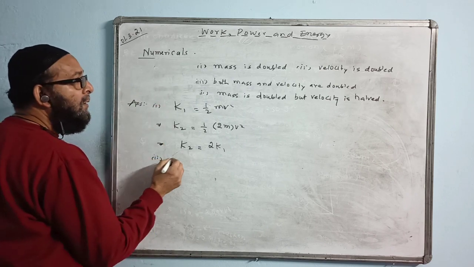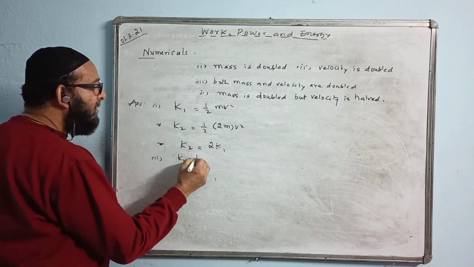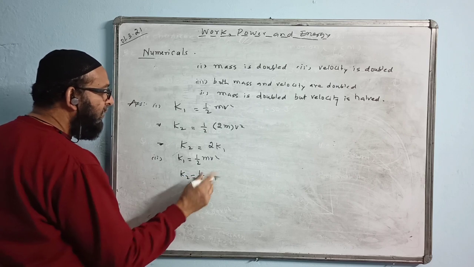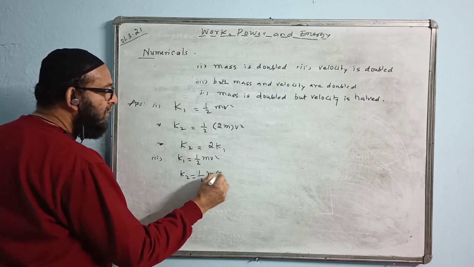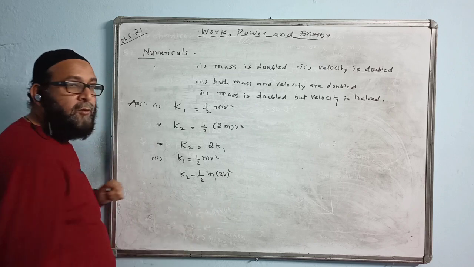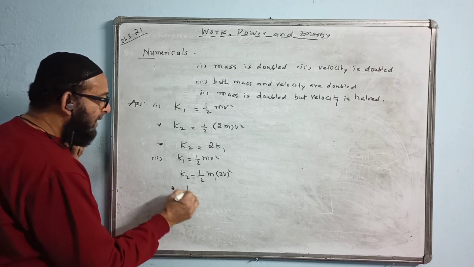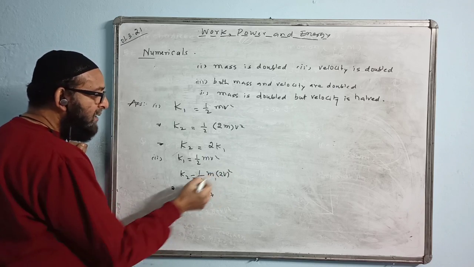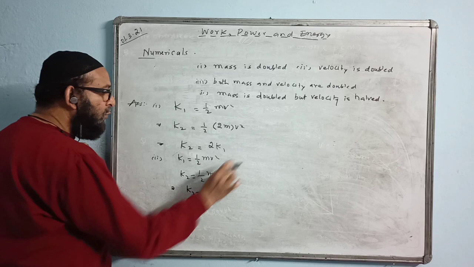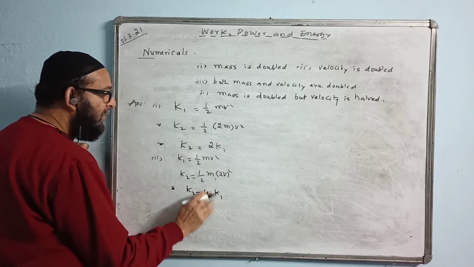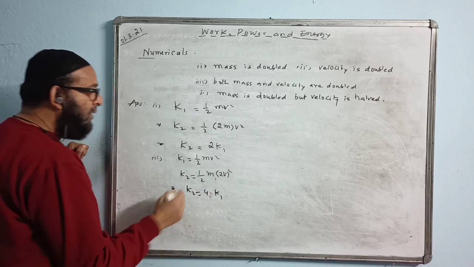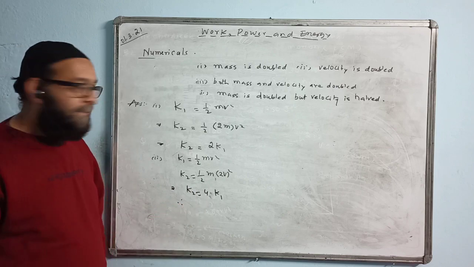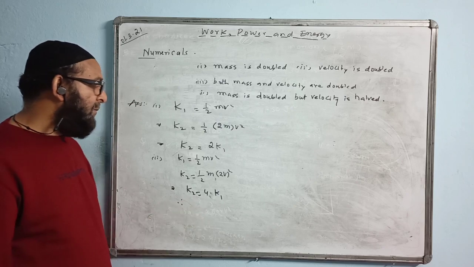Number 2. Velocity is doubled. K1 value first, we write the same half mv square. K2 value is half, mass is the same, but velocity is doubled, 2v, and we write it within a whole square. K2 as it is, 2 square becomes 4. Don't cancel this with the half. Half mv square is read as K1. So the answer becomes 4K1. Hence the kinetic energy increases by 4 times.